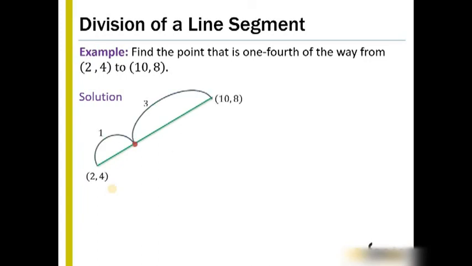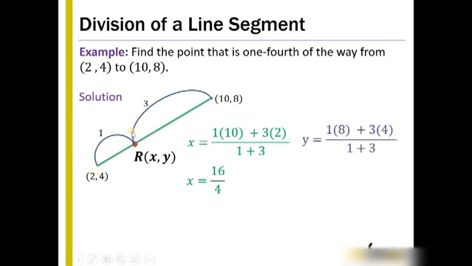Example. Find the point that is 1/4 of the way from (2, 4) to (10, 8). Here's the diagram again, going from (2, 4) to (10, 8). And we want the point R(x, y), which is 1/4 of the way along. So it must divide the line segment into the ratio 1 to 3. Using the formula, we want 1 times 10 plus 3 times 2 over 1 plus 3, which is 16 over 4. And we want the point 1 times 8 plus 3 times 4 over the total 1 plus 3, which is 20 over 4. So R is the point (4, 5).